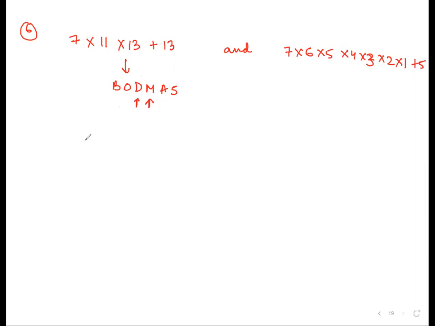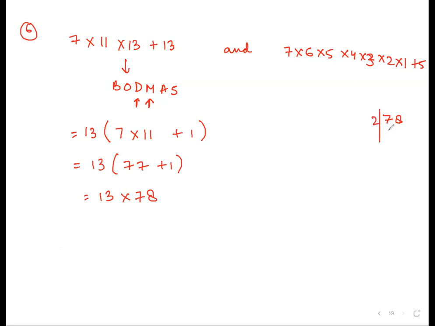Clear? Either you directly multiply, or you can take 13 common. You can see 13 is there in both the terms. You will be left with 7 into 11 plus 1, right? So your calculation will become small. So this will be 13 into 77 plus 1, which is 13 into 78. From here you can further do the prime factorization of 78 separately. 2 into 3 is 6, then 3 into 13 is 39, right? So you can break it further: 13 into 2 into 3 into 13.